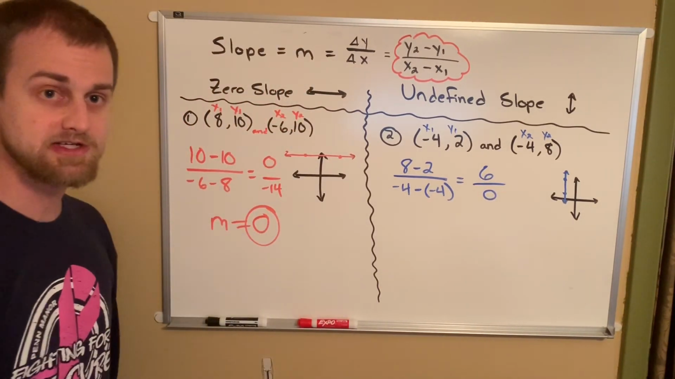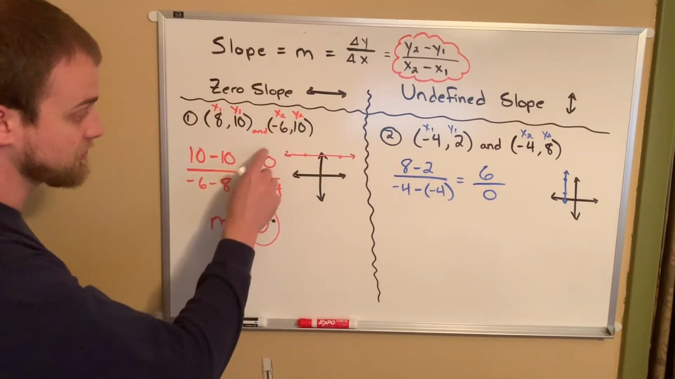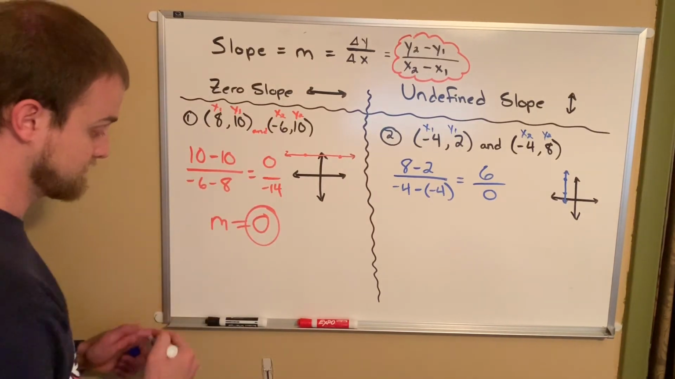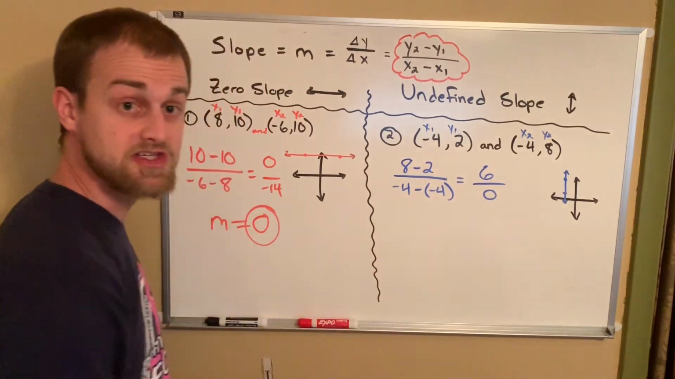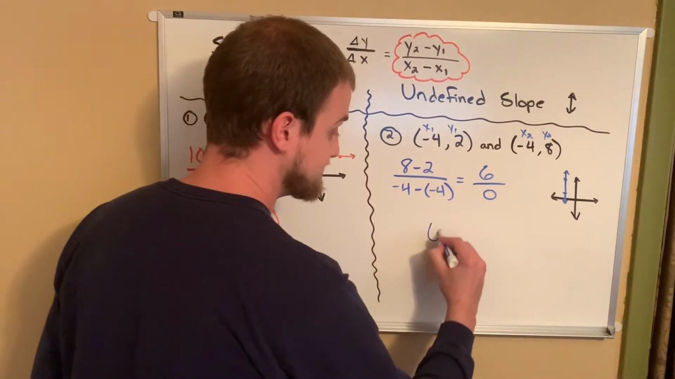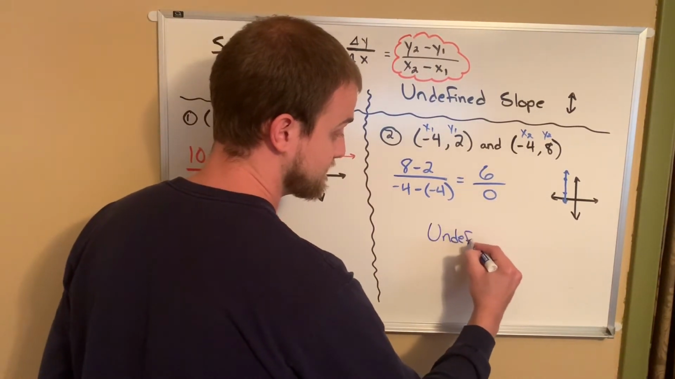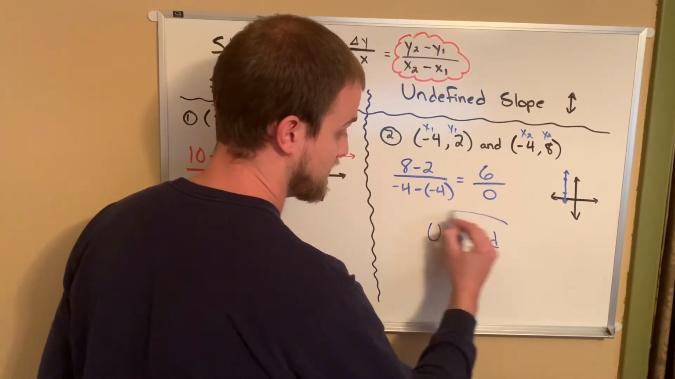And here's the major difference. Notice, when I get zero slope, I have a 0 in the numerator. Okay? When I get undefined slope, I'll have a 0 in the denominator. When we see a 0 in the denominator, undefined slope.